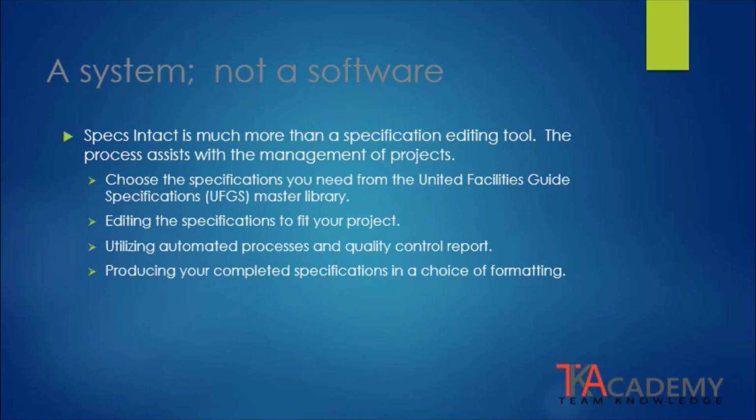The next step is to edit the specification sections to fit the specific needs of your project. Most specification sections are modified by deductive editing. This means that the section templates are all-inclusive and edits are made by reducing or eliminating content that is not applicable to the project. When done editing, the automated process and quality control checks will help identify errors within the document. These errors can be identified and corrected within the individual specification sections. When complete, you can publish your project manual with a choice of different formats.